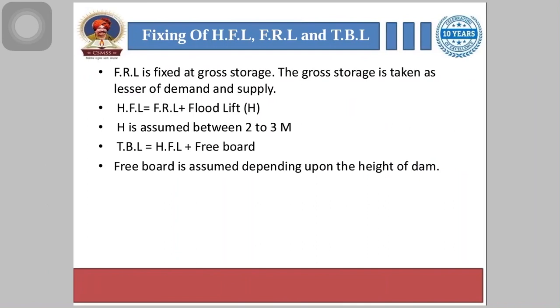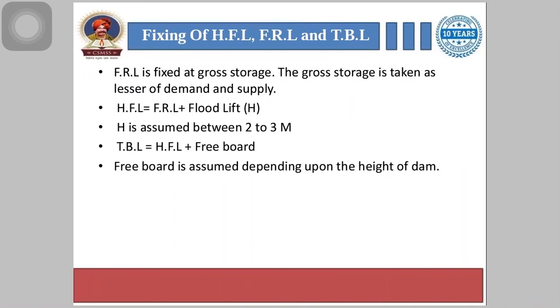Next point is fixing of high flood level, full reservoir level and top bund level. FRL is fixed at gross storage. The gross storage is taken as the lesser of demand and supply. How to calculate HFL? HFL equals FRL plus flood lift H, which is assumed between 2 to 3 meter. Top bund level is equal to high flood level plus freeboard. Freeboard is assumed depending upon the height of the dam.